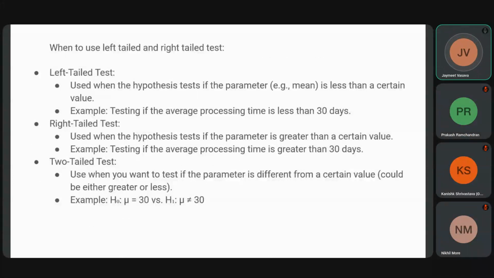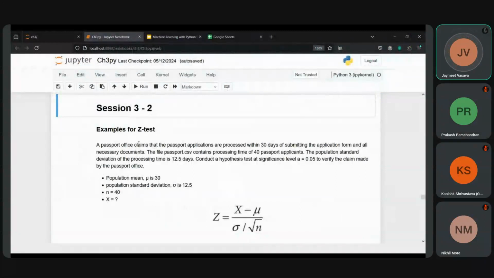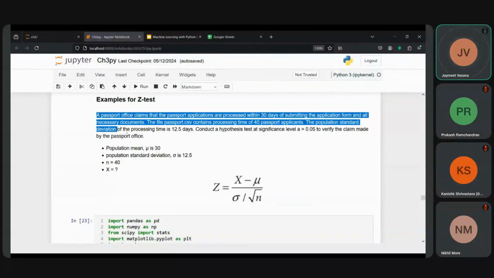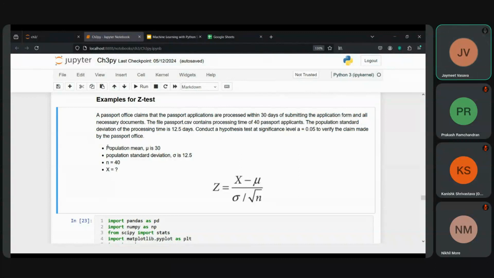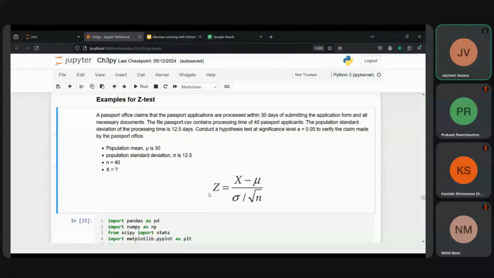So this was the question that we were discussing. We had the mean of 30, standard deviation of 12.5, and the sample size was 40. The mean for the sample was not given to us. So that's what we calculated.